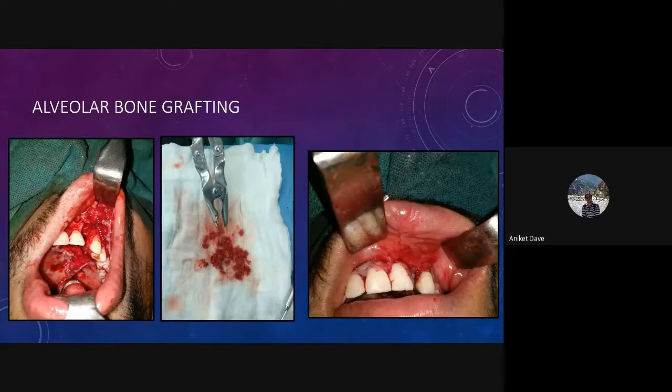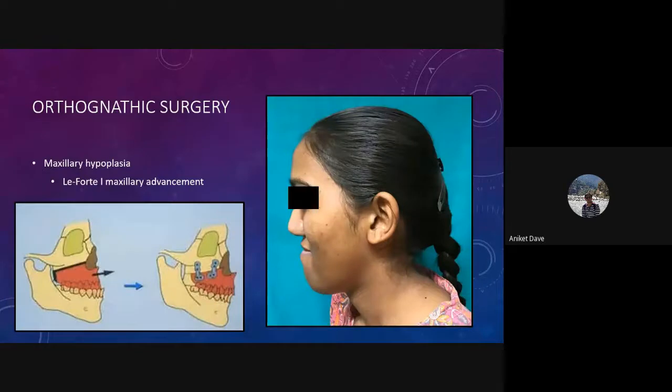We harvest the bone graft from the iliac crest, the cancellous bone graft, and we use that to obliterate the alveolar cleft. These kids also have a maxillary hypoplasia, as you can see in this girl over here. The maxilla is severely hypoplastic and retruded. So the preferred surgical technique is a Le Fort 1 maxillary advancement, where the entire maxilla is osteotomized and moved anteriorly.